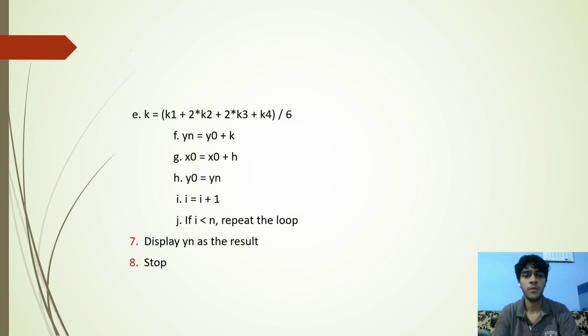In the next step, we will find the value of k by adding the values of k1, 2k2, 2k3 and k4 and dividing by 6. Then we will find yn equals y0 plus k, x0 equals x0 plus h, y0 equals yn, i equals i plus 1. If i is less than n, repeat the loop, display yn as the result, then stop.